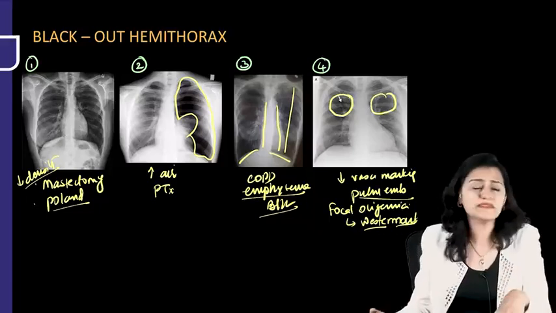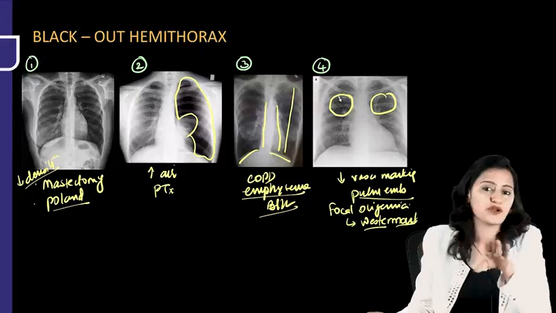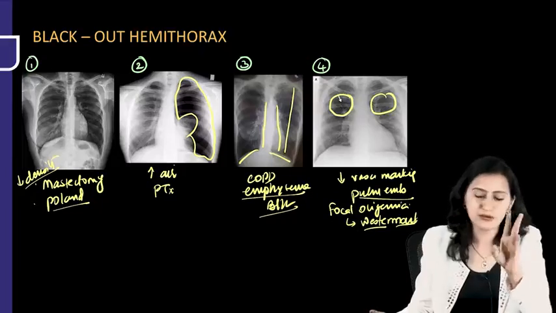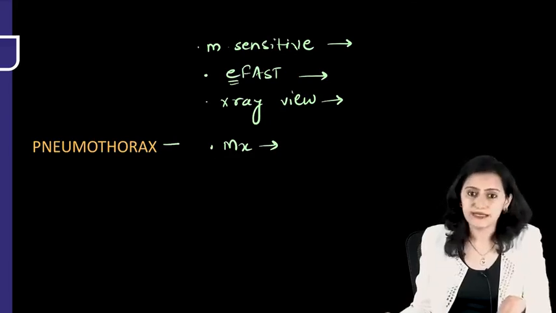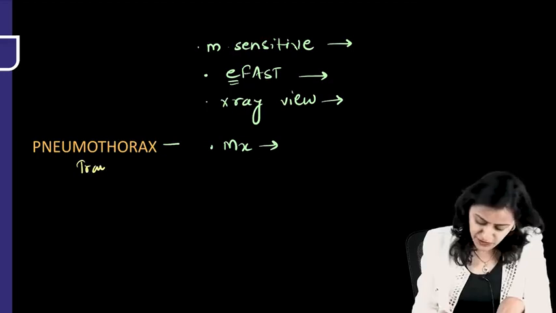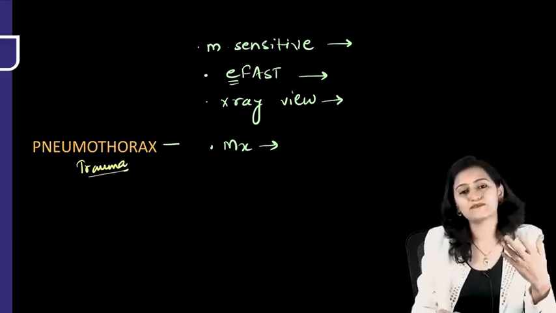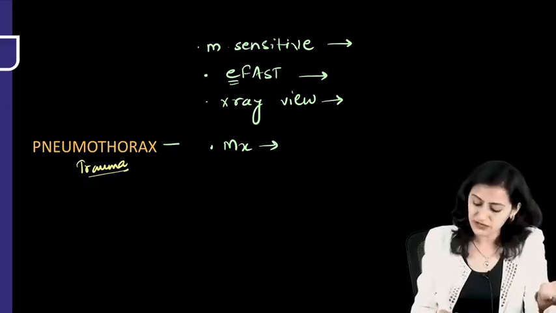Okay. So remember, these are the causes of blackout. Pulmonary embolism is blackout, not whiteout. Pneumothorax is blackout. Remember that. Now going to the next pathology, that is pneumothorax. Now pneumothorax, the general history that is given is a history of trauma. Right. And now the patient has chest pain, breathlessness, blood pressure can be low because of obstructive shock.